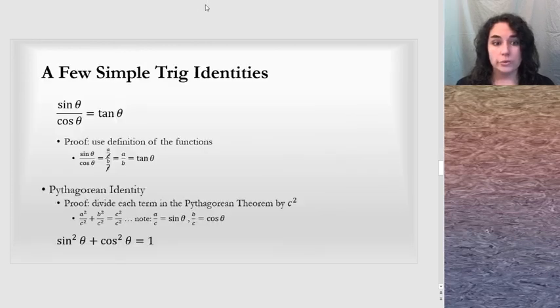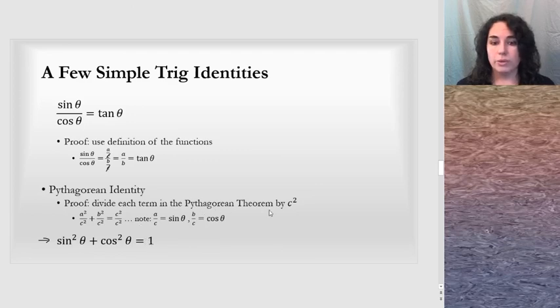I wanted to review a few simple trig identities that you may see come up. Sine over cosine equals tangent. This is a frequent strategy. If you don't know the angle, if you take the ratio of sine over cosine, you can get tangent, and this often happens in systems of equations. The proof here is you can use a definition of the function. Sine is the opposite over the hypotenuse, and cosine is the adjacent over the hypotenuse. The hypotenuse cancels, and you get opposite over adjacent, which is tangent. Very slick proof here. The other one is the Pythagorean identity, which is sine squared plus cosine squared equals 1.